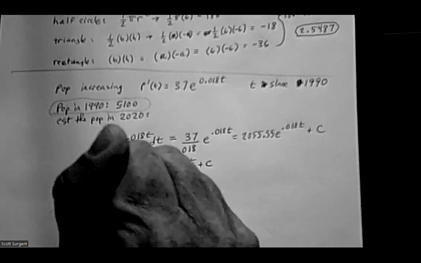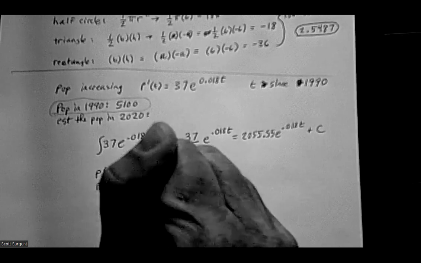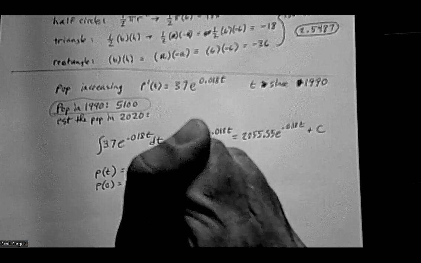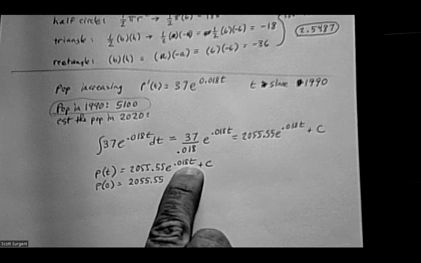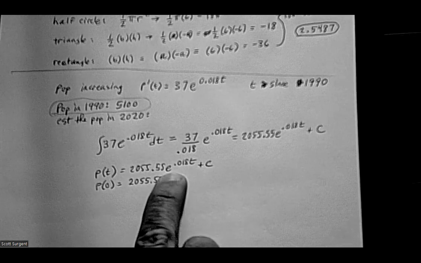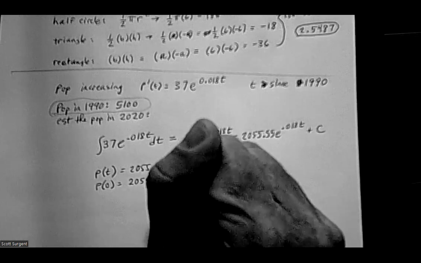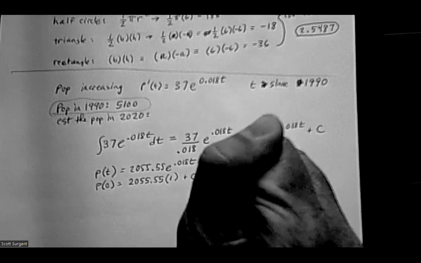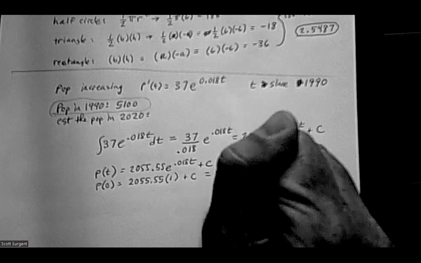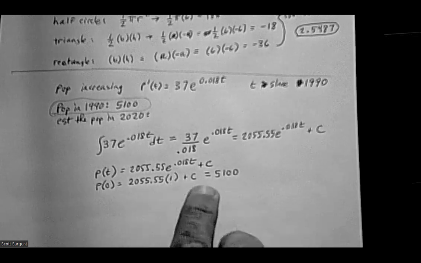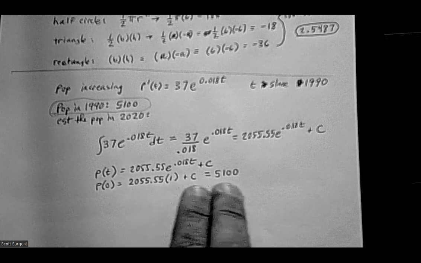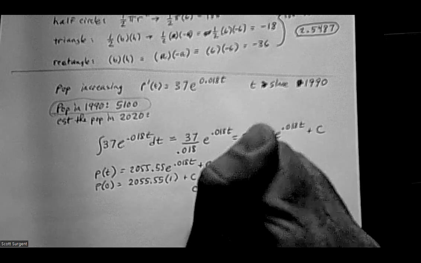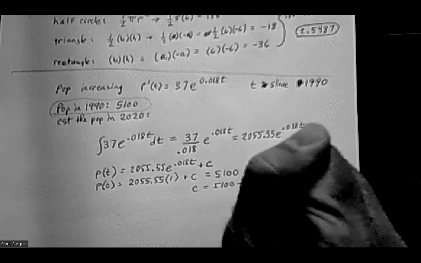And I know that at 0, well, what happens when you plug in 0 here? You get 0 in the exponent. E to the 0 is 1. And we know that that's supposed to all equal 5,100. So that allows me to solve for c. I have 2055.55 plus c equals 5,100. So I can do a quick subtraction.